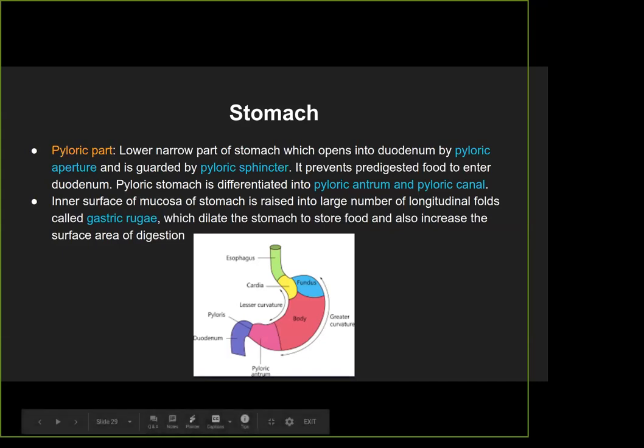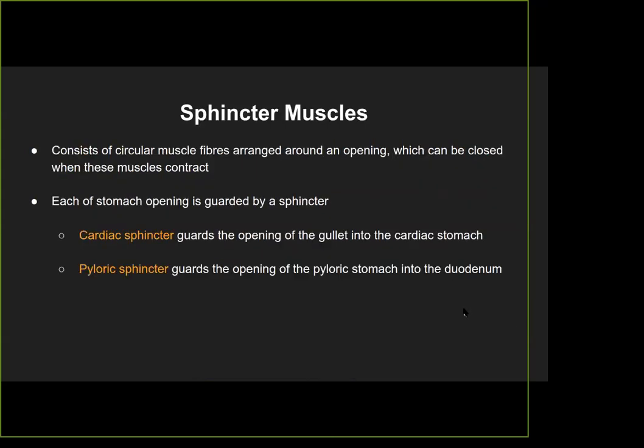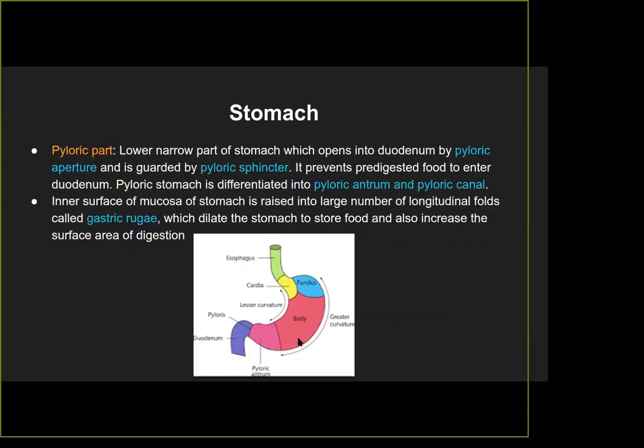These structures dilate the stomach to store more food. Whenever you overeat specifically, these rugae dilate so that the stomach can store more food and increase the surface area for digestion. So that is the purpose of these rugae. So that's about the stomach as such.